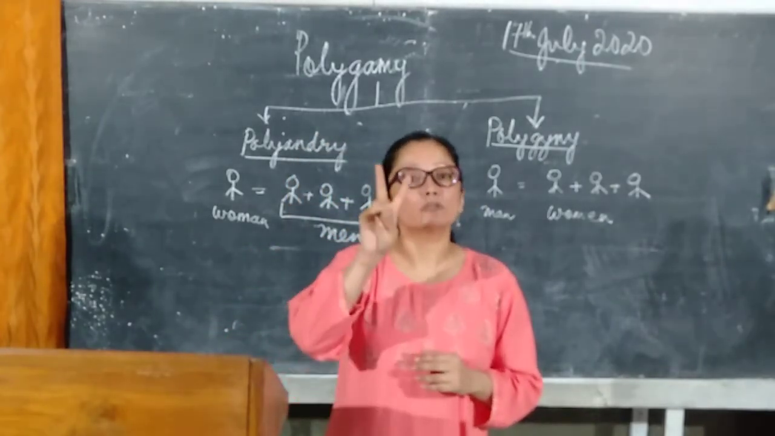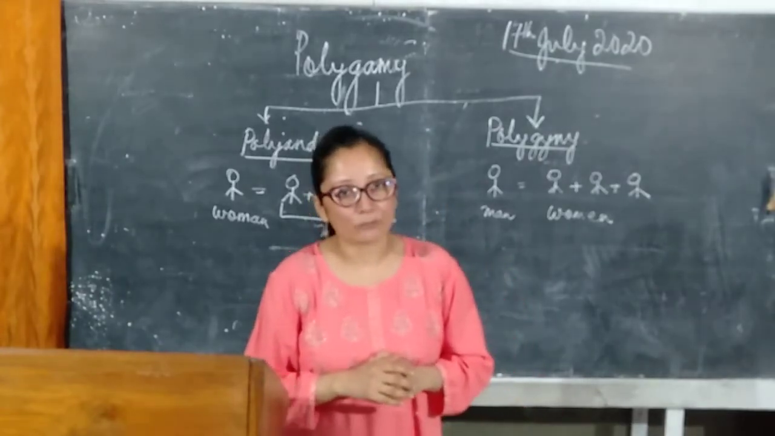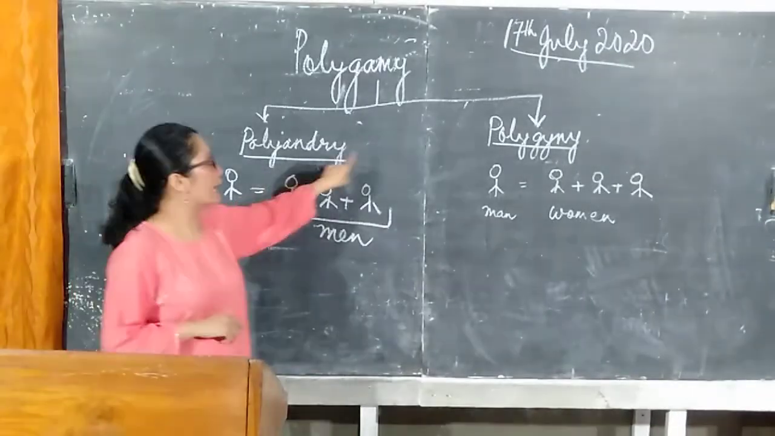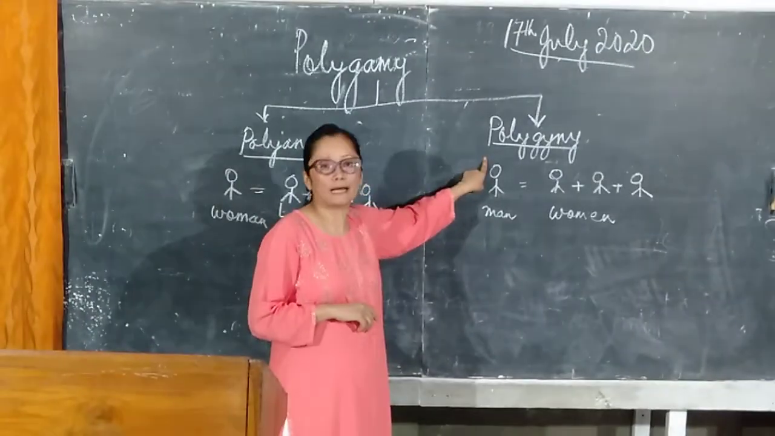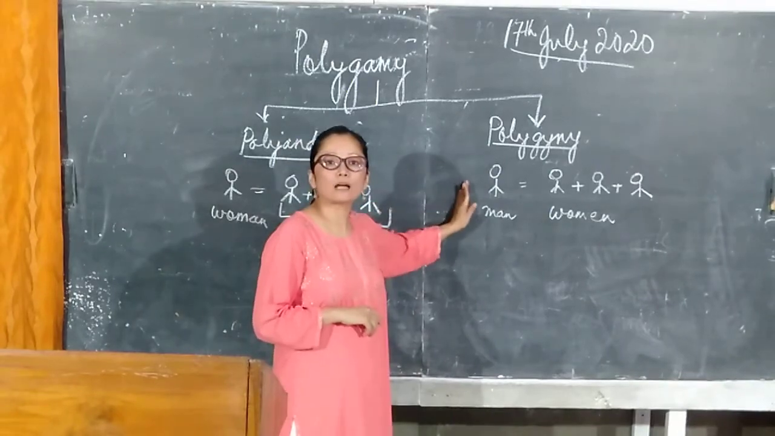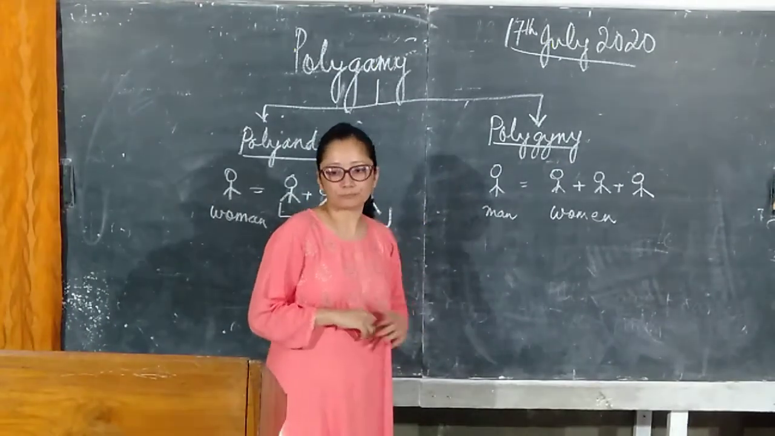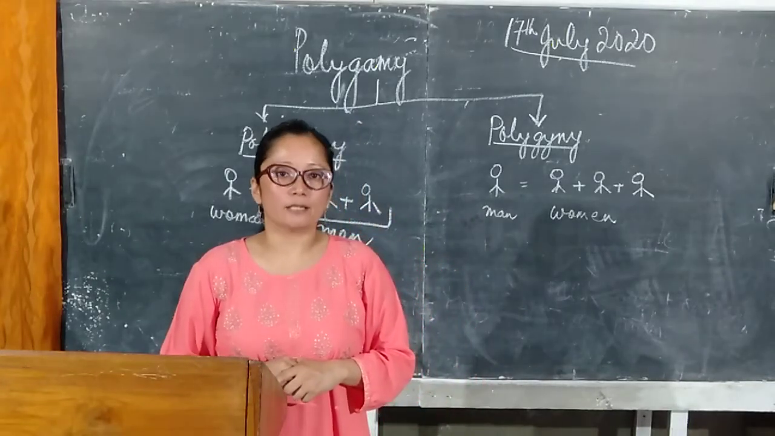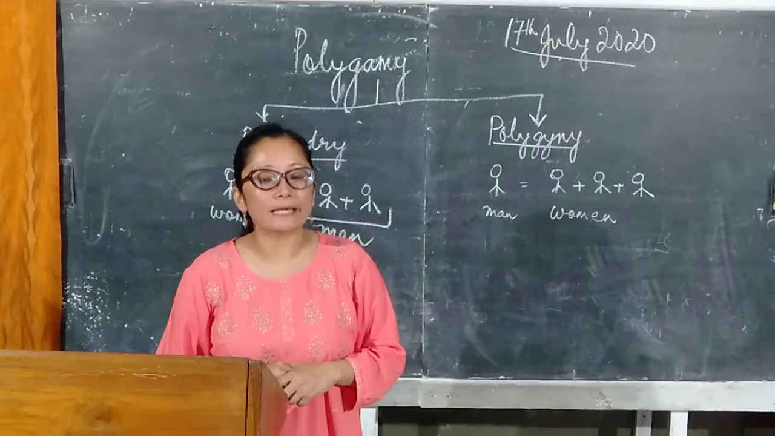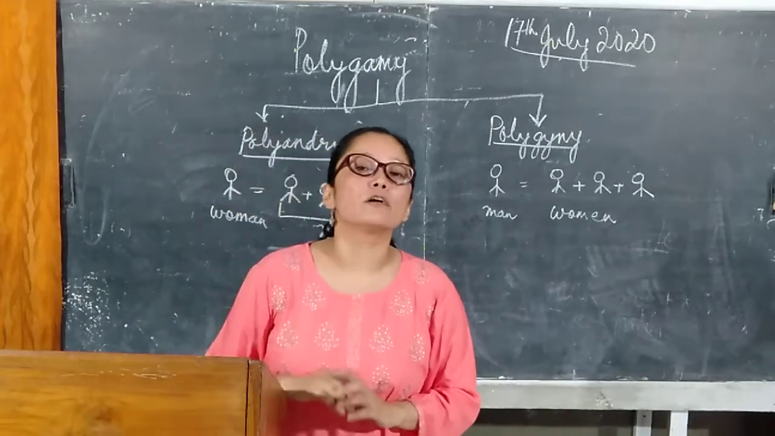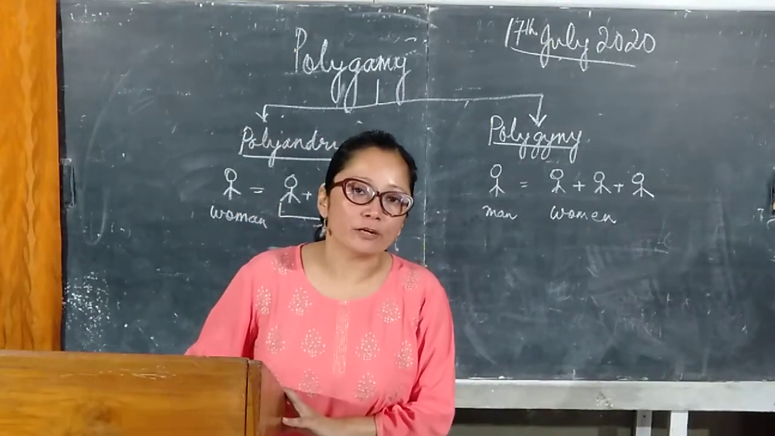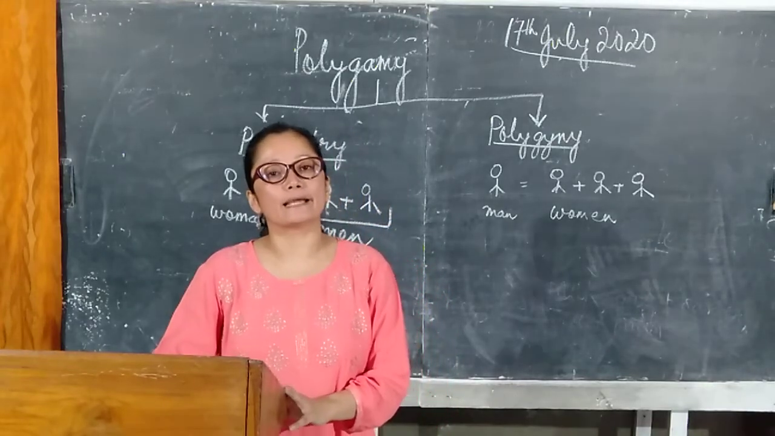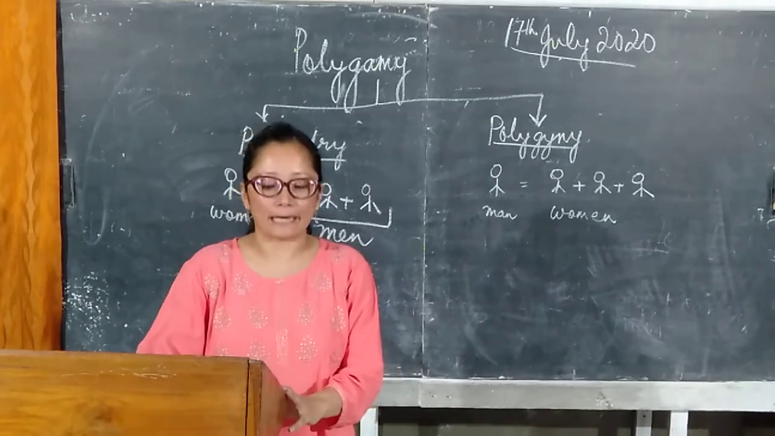There are two types of polygamy. One is polyandry, as you can see on the board, and the second one is polygyny. So today we will start with polygyny first. Let me read out from the textbook. You will find polygyny as a topic on page 1.44. If you refer to page 1.44, there you will get this topic on polygamy.